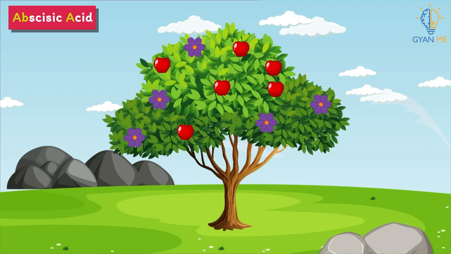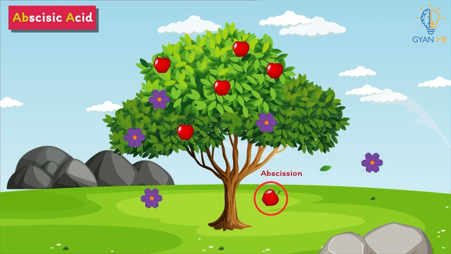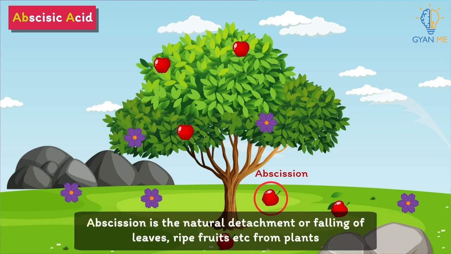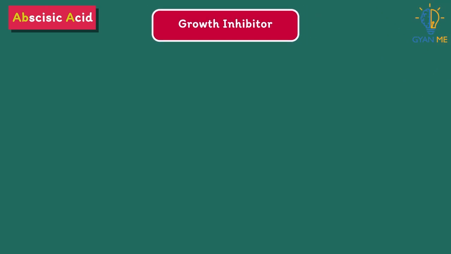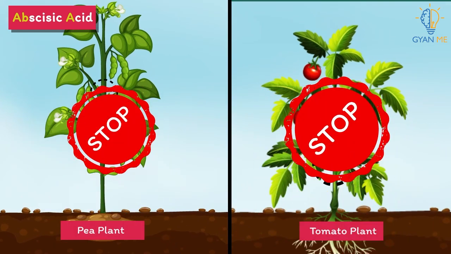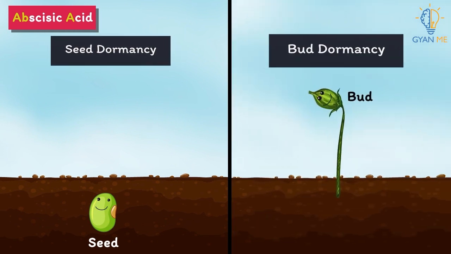It's interesting to note that abscisic acid got its name because it promotes the abscission of leaves, flowers and fruits. Students, you know abscission is the natural detachment or falling of leaves, ripe fruits, etc. from plants. Abscisic acid is a growth inhibitor. It inhibits lateral bud growth in plants like tomato, pea, etc. It induces seed and bud dormancy.